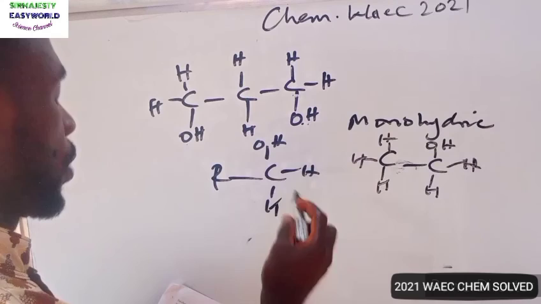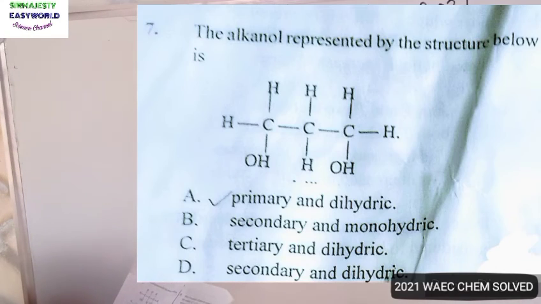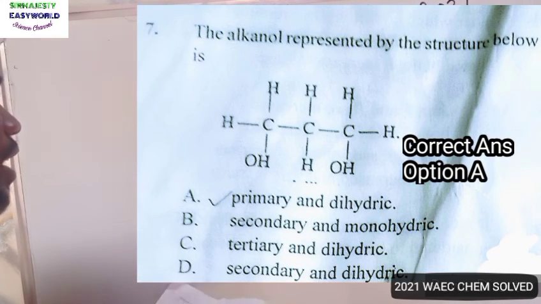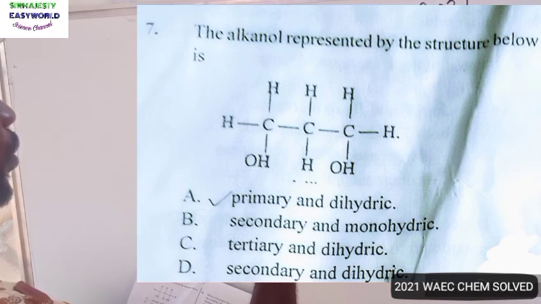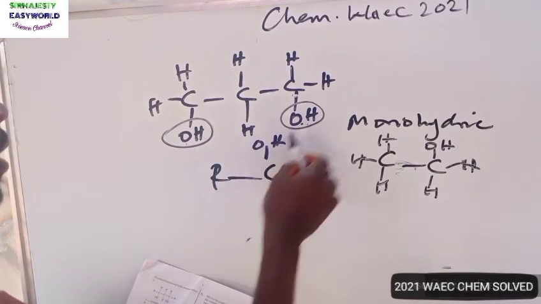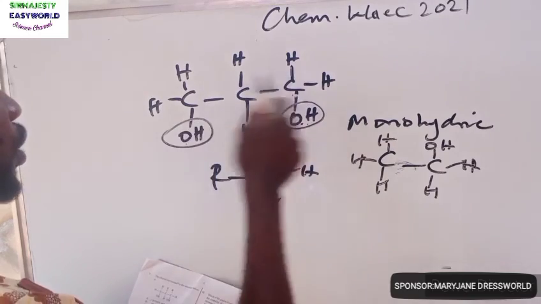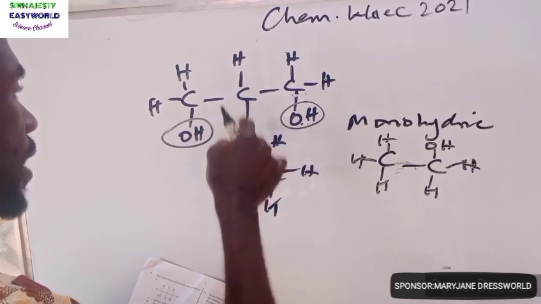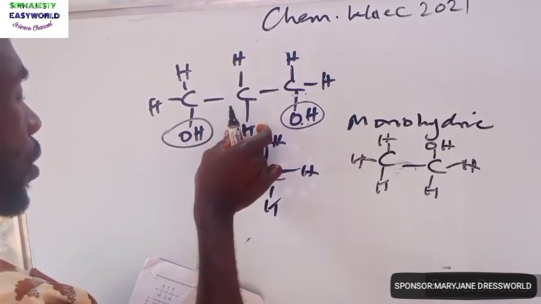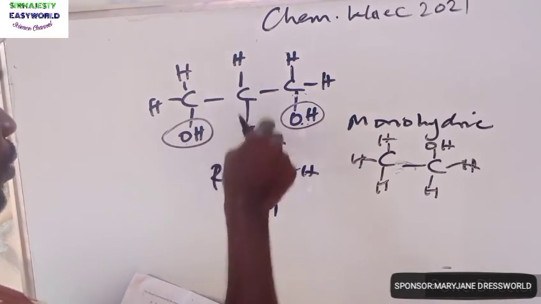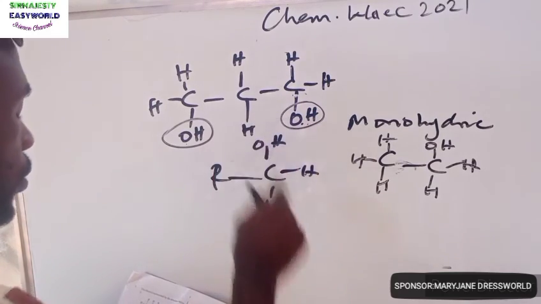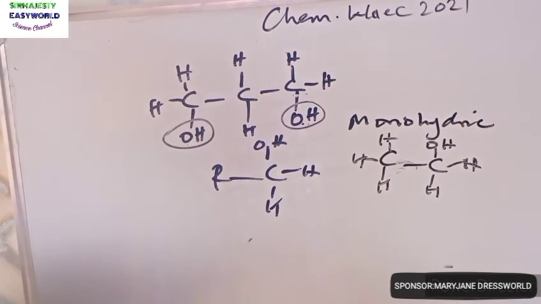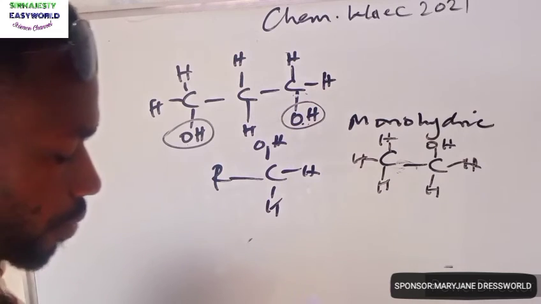But this one has 2 OH, so option A is the answer. It is actually primary and dihydric. What makes it dihydric? 2 OH groups. Then what makes it primary? The OH is at the end of the chain in each case, and there are 2 hydrogens attached. But if the OH is here, there will only be 1 hydrogen attached, and that makes it secondary. So when there is no hydrogen at all on the carbon bearing the OH, that is the alpha carbon, you call it tertiary. Okay? But when the OH is at the terminal, at the end of the chain, it is forming primary alkanol.